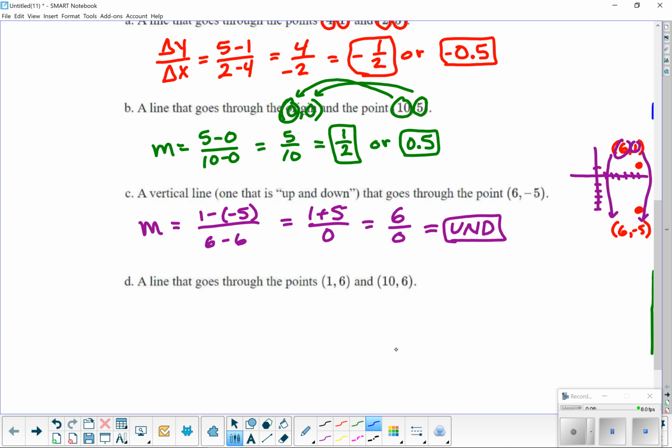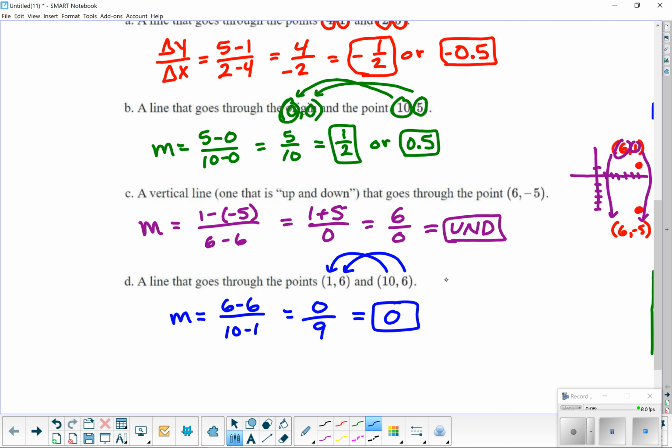Okay, and lastly, slope: 6 minus 6 over 10 minus 1. 6 minus 6 is 0. 10 minus 1 is 9. 0 divided by 9, you put in the calculator, you're going to get 0. This right here would actually be a horizontal line if you were graphing it, which you're not, but if you were, just letting you know.